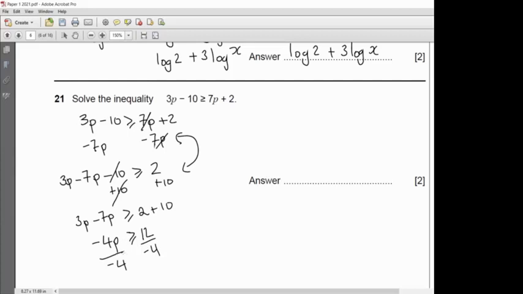Now, very important, whenever you divide by a negative number on both sides of the inequality, the inequality must change the direction that it is facing. So if you divide or multiply by a negative number on both sides, then the inequality must change direction. The negative 4s will cancel. So I'll be left with p, and then 12 divided by negative 4 is negative 3. So my answer is that p is less than or equal to negative 3.